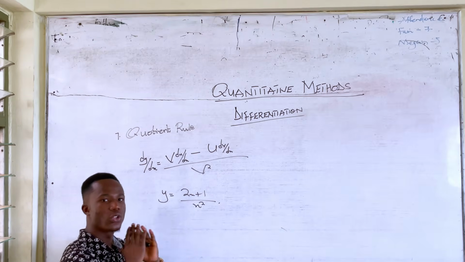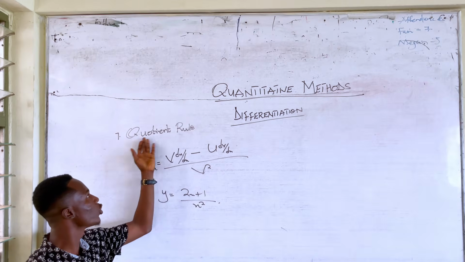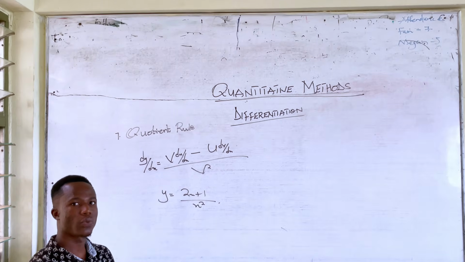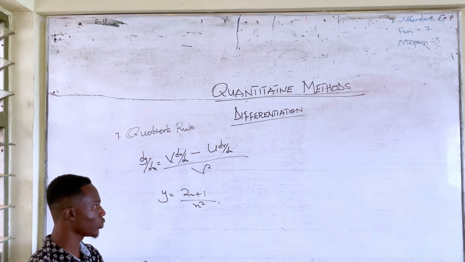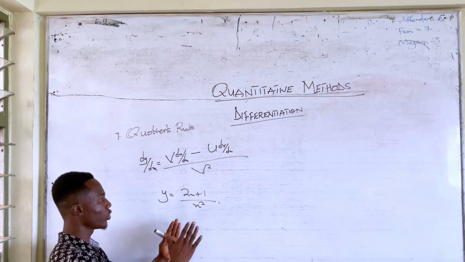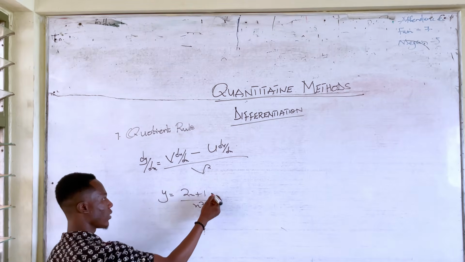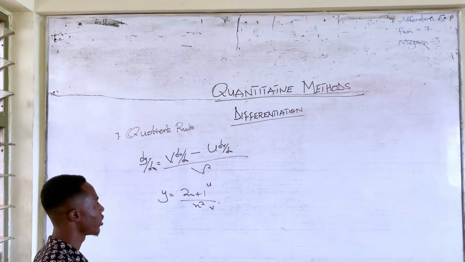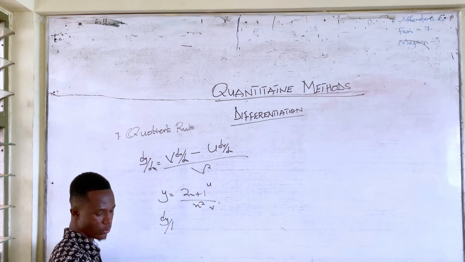So anytime you see two functions dividing, you need to differentiate using what? The quotient rule. But when the two functions are multiplying, that is when you use the product rule to differentiate them. So this one we are going to differentiate using the quotient rule. And just like the first one, the top one is u, the bottom one is v. Okay, so we know our formula for dy/dx. The formula is already here.